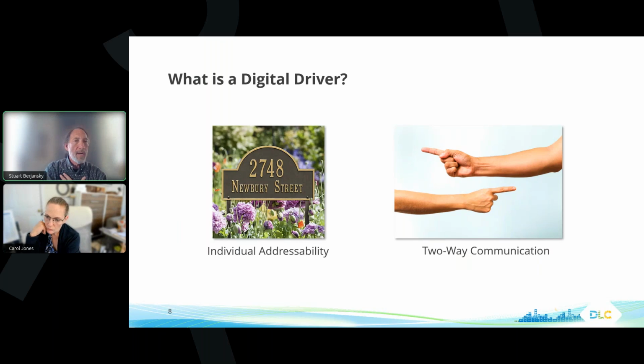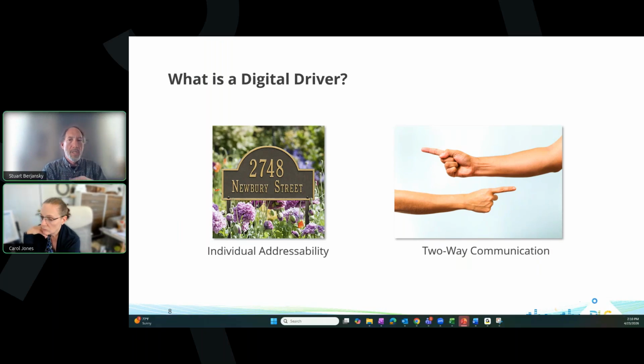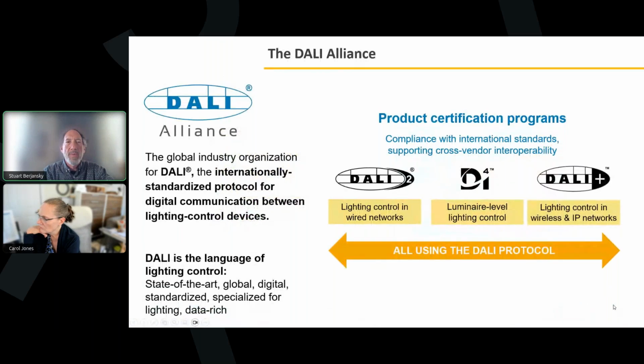I'm going to let Carol talk a little bit here about what her role is and the digital drivers as well. So go ahead, Carol.